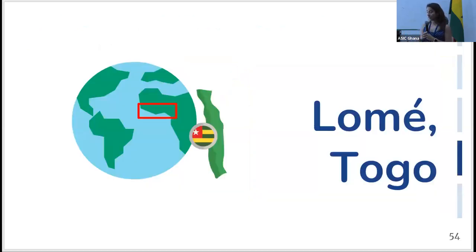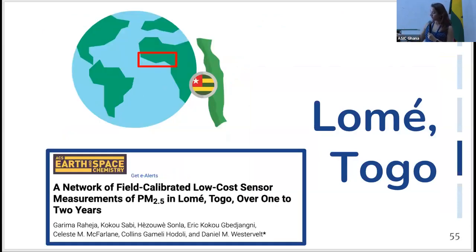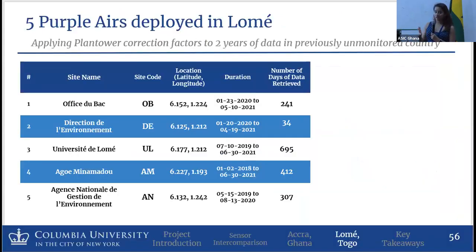Moving on to Lomé, Togo, just across the border. You can read more about this in a paper that Professor Sabi and Sonla contributed greatly to, and also look out for Sonla's paper that's coming out very soon. That's a follow-up to this and really builds on a lot more work that has happened since this paper came out. So we looked at 5 PurpleAirs that were deployed all across Lomé in different sites.